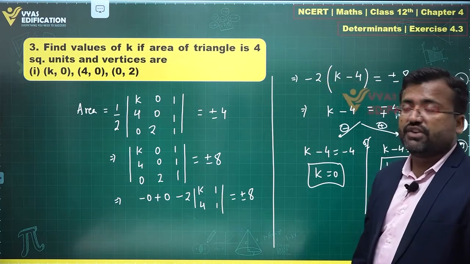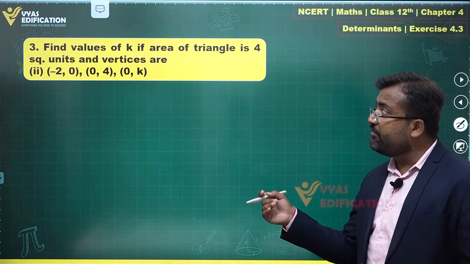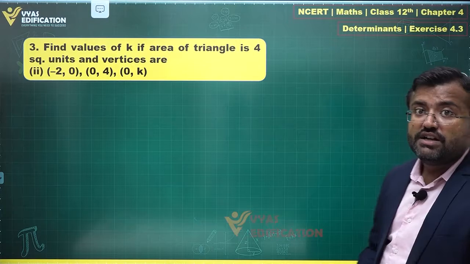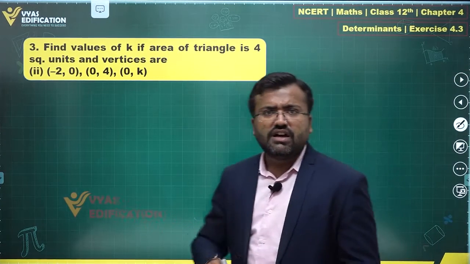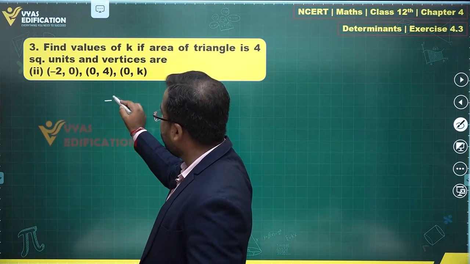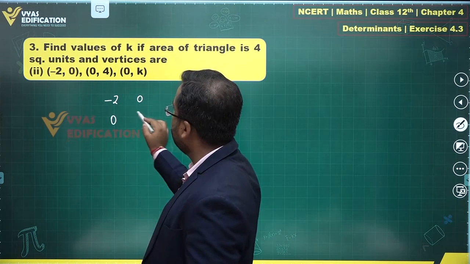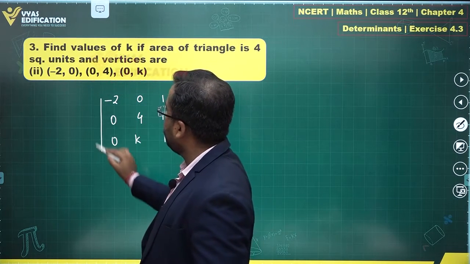Let's move on to the next one after this. The next one says find the values of K once again, and you are given some points: minus 2, 0; 0, 4; 0, K as the vertices. The area of the triangle is 4 square units. A question similar to the previous one, and we can solve it very easily using the idea that the area is the determinant with rows minus 2, 0; 0, 4; 0, K and the column 1, 1, 1, times half.